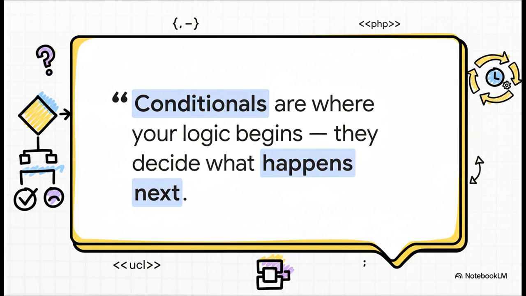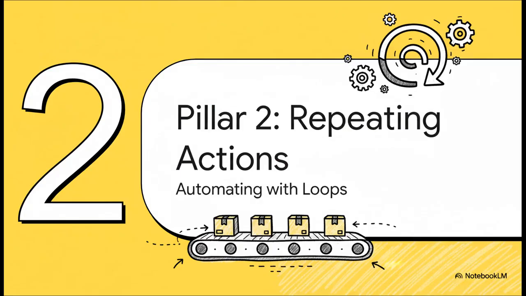So, what's the big takeaway here? It's simple. Conditionals are where your application's intelligence starts. They're the decision makers. They're what happens next. Okay, let's move on to pillar number 2.